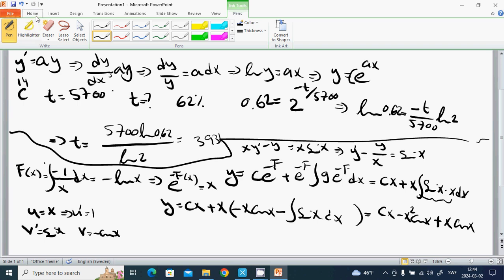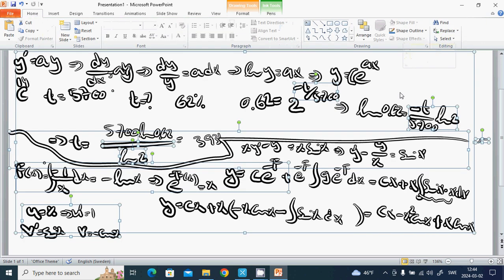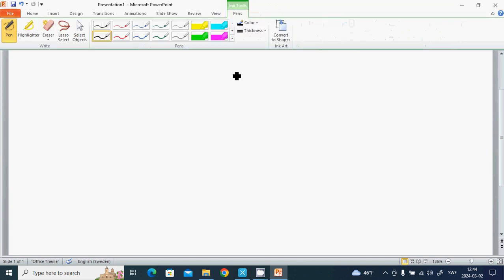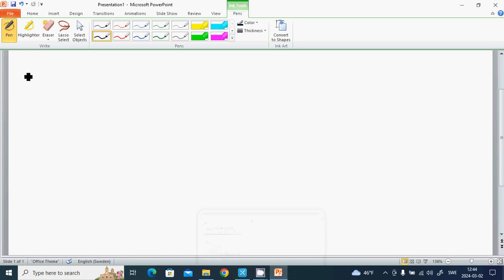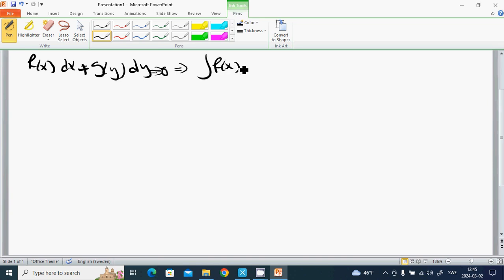We have another method of differential equations. Another method is f(x) dx plus g(y) dy equals zero. It is the separable method, then the integral of f(x) dx plus the integral of g(y) dy equals a constant value.